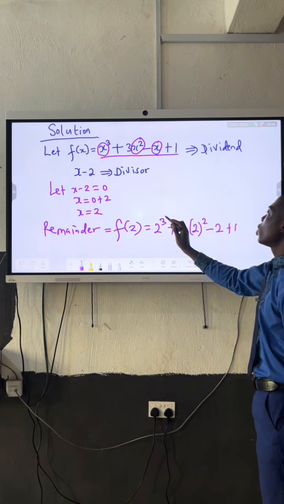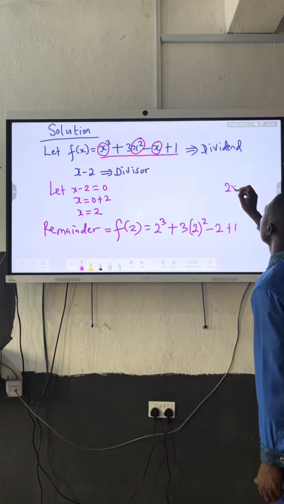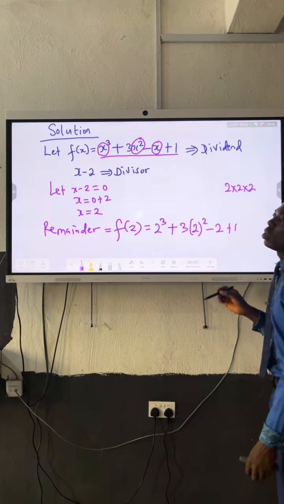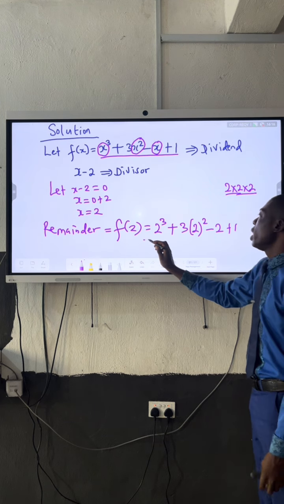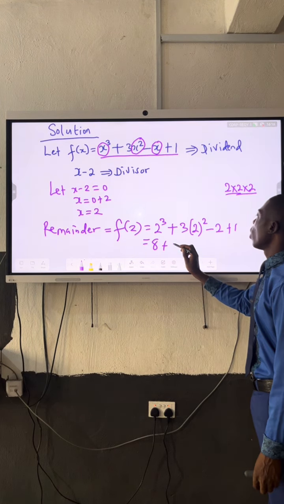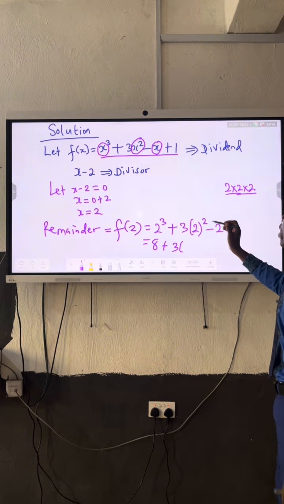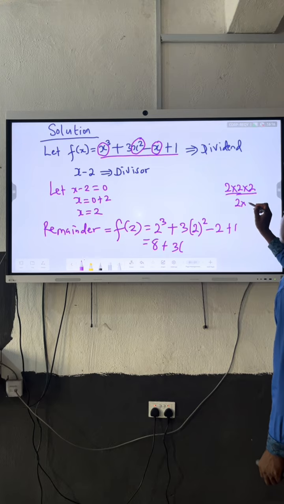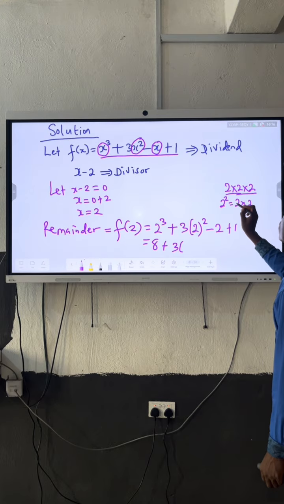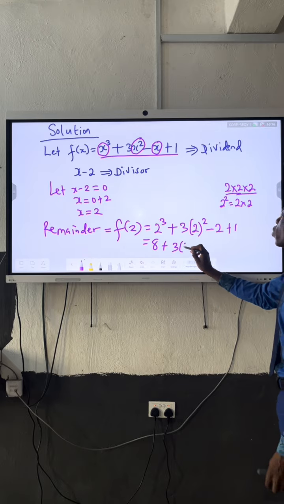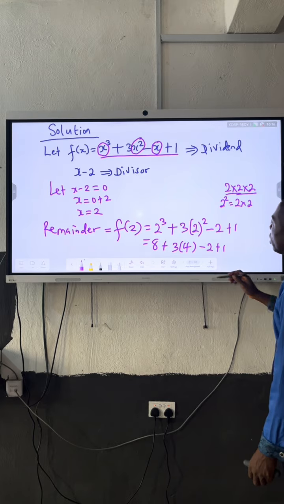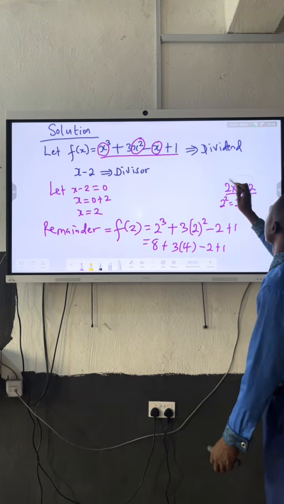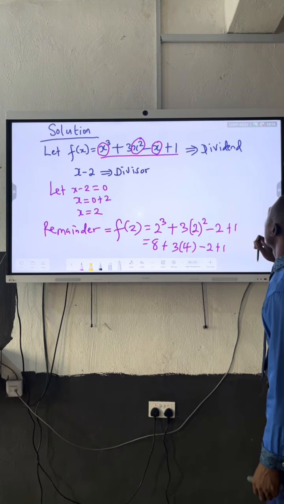Okay, so 2 raised to the power 3 means 2 times 2 times 2. So 2 times 2 is 4. That 4 times 2 is going to give you 8. So here is 8 plus 3. 2 squared is 2 times 2, which will give you 4. So here you have 4. Minus 2 plus 1. Okay? Minus 2 plus 1. Alright?